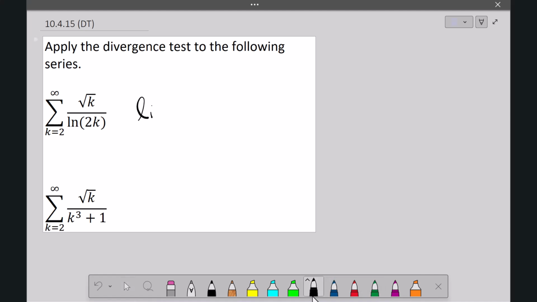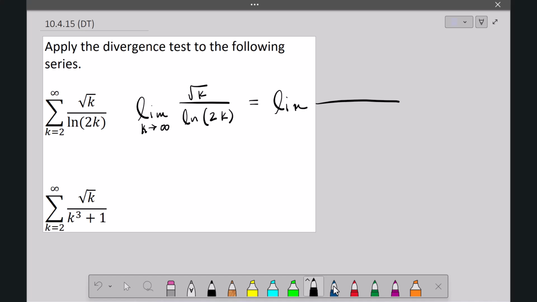So let's take a look at this first one here. We're going to take the limit as n, well, in this case, k, so the limit as k goes to infinity of the summand a sub k. Well, this limit is indeterminate. The numerator is going to infinity, and the denominator is going to infinity. So what we're going to do is apply L'Hopital's rule.